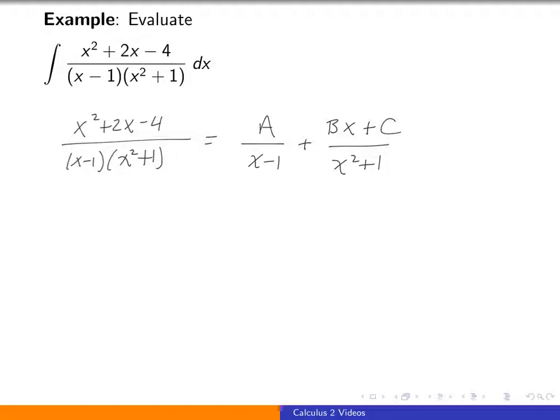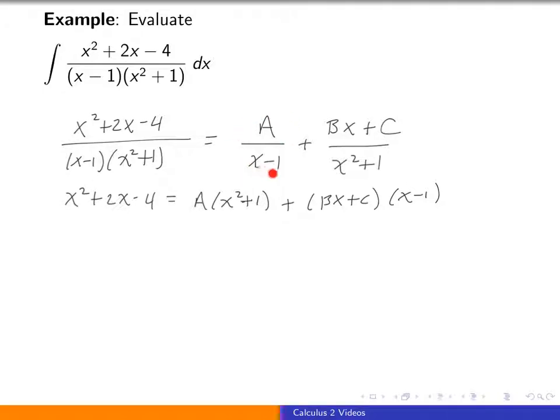And as we've done in the previous 2 examples, we will simply take the denominator on the left and multiply every term by it. The left-hand side is going to be x squared plus 2x minus 4. In the first term on the right, the x minus 1's cancel. So a times x squared plus 1. In the second term on the right, the x squared plus 1 terms cancel. And it's just an x minus 1 with the bx plus c. And as we've mentioned earlier, if you can plug in an intelligent choice to solve for one of the constants, we should always do that.